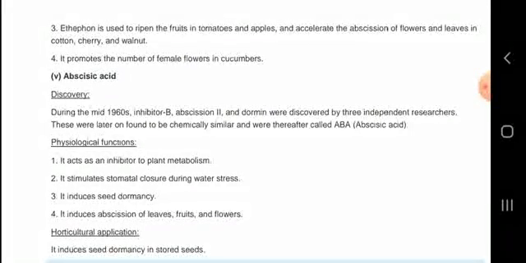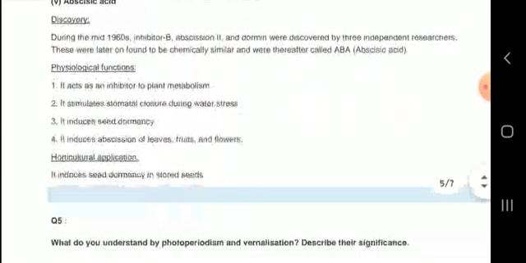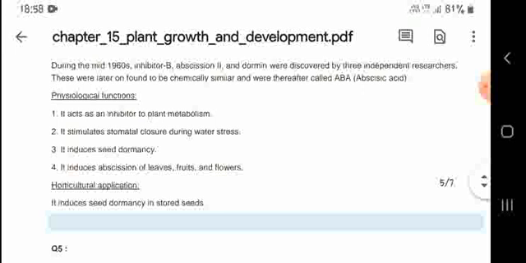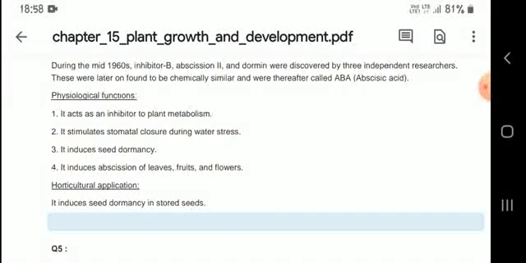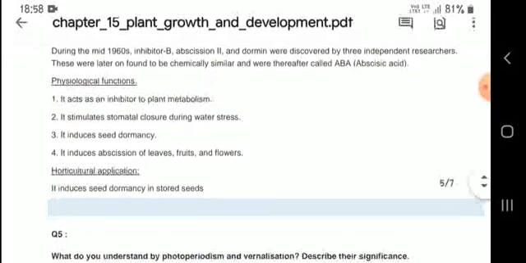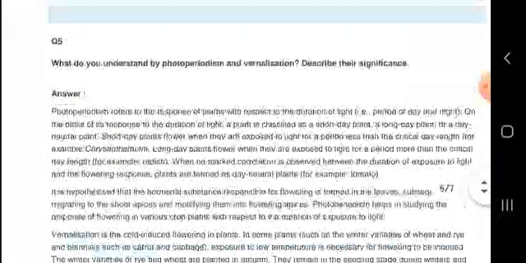Next, abscisic acid, so it was discovered in the mid 1960s. Inhibitor B, abscission II and dormin were discovered by three independent researchers. And physiological function of this is it acts as an inhibitor of plant metabolism, and it stimulates stomatal closure during water stress. And horticultural application is it induces seed dormancy in stored seeds.